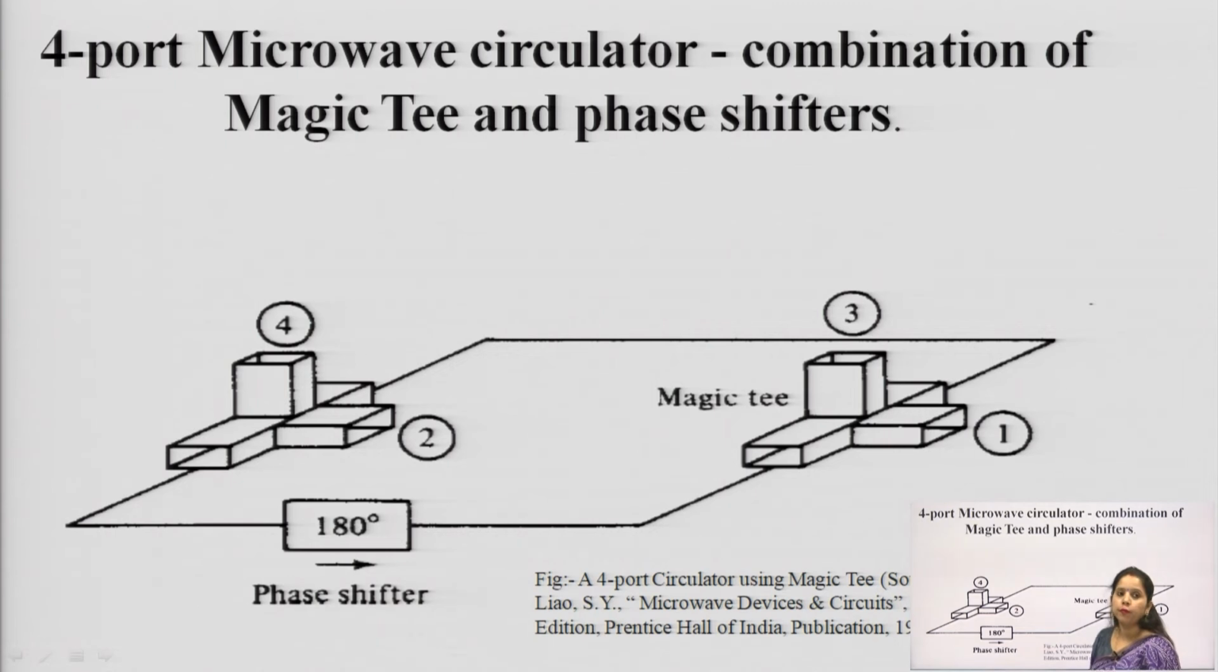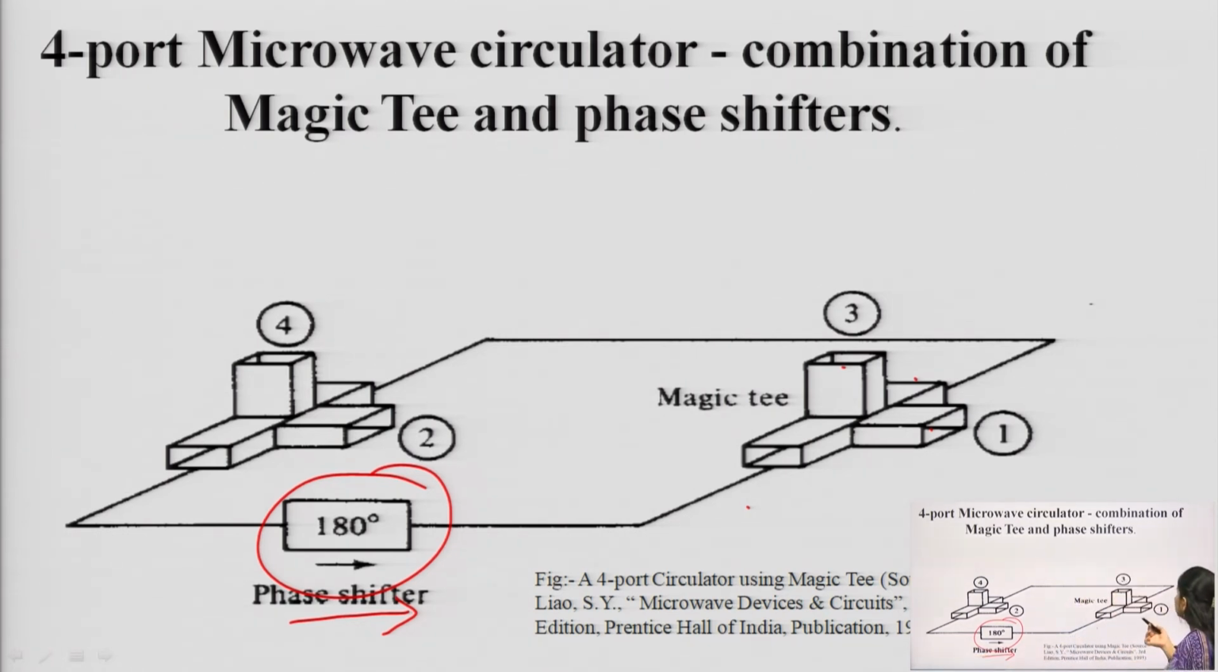Now, the 4-port microwave circulator, which is a combination of a magic T and a phase shifter. So, there is one magic T here, and we know that the magic T has 4 ports. For this one, this one, this one and this one, similarly here also, and this is a phase shifter which provides a phase shift when the signal is coming this way, not this way. So, a phase shift of 180 degrees.